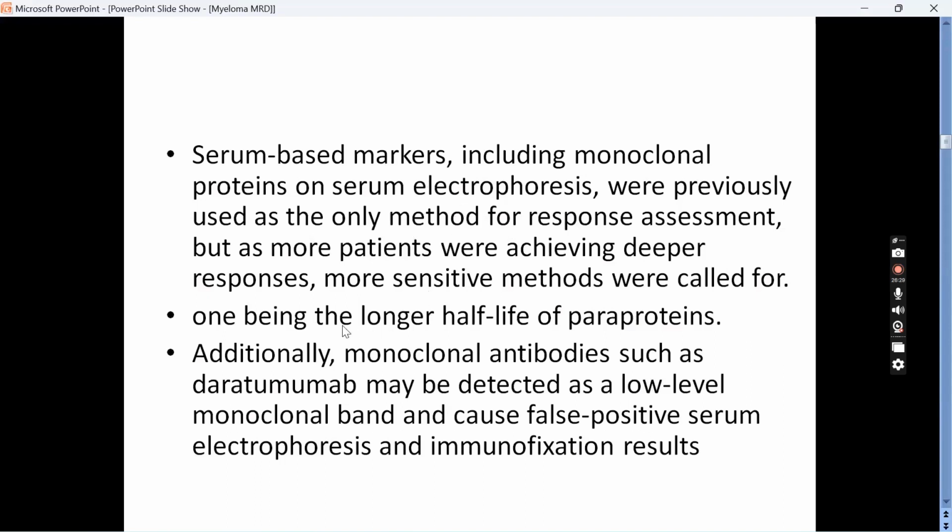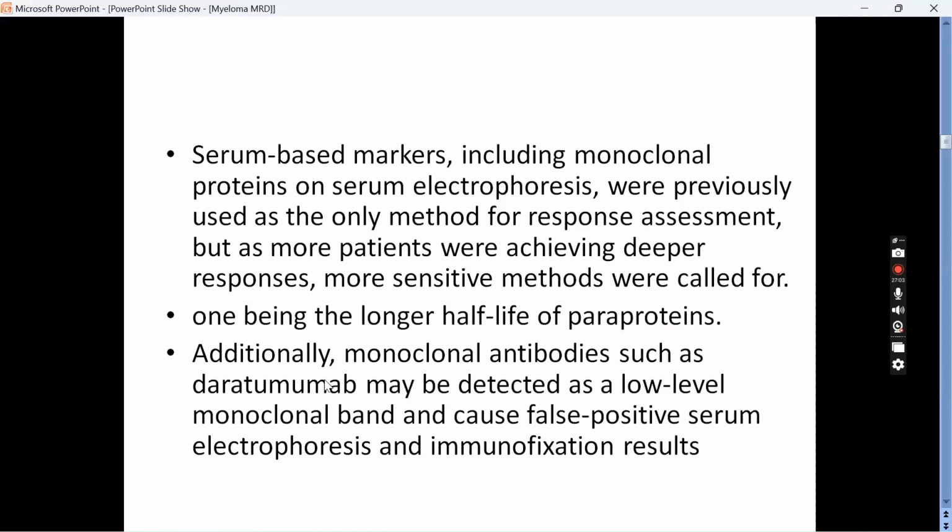One more thing is the longer half-life of paraproteins. Myeloma cells secrete mainly immunoglobulins, which tend to stay for a longer time. So even when the plasma cells are destroyed, the immunoglobulins which were secreted by the neoplastic plasma cells still exist in circulation, and they can give you a false impression. Additionally, monoclonal antibodies, which we are now using for treatment, can also be detected at a low level in the M band. They can give an M band like picture.